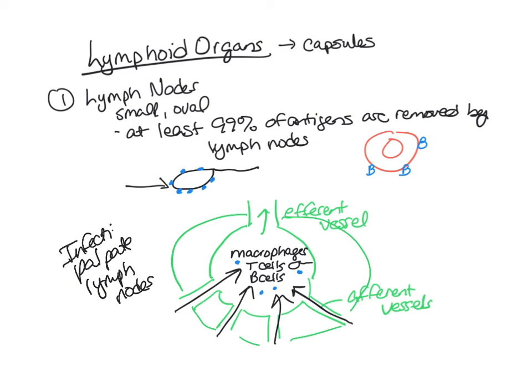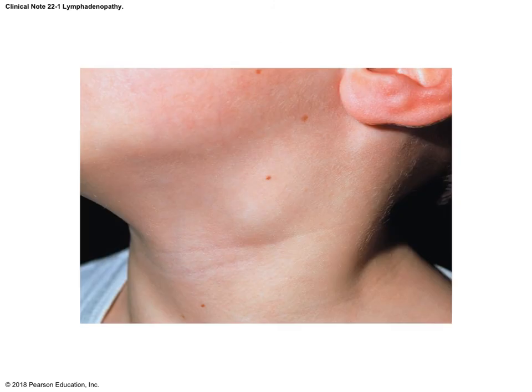So let's just take a look at a picture of this. So here's a child, and this would be one of the cervical lymph nodes. And you can see how it's swollen, and you would be able to palpate that as well. You'd be able to feel that, and you could tell that that was a swollen lymph node.